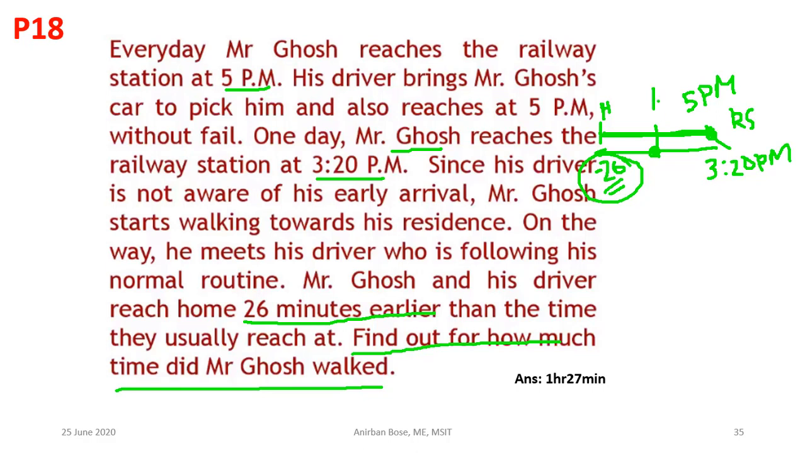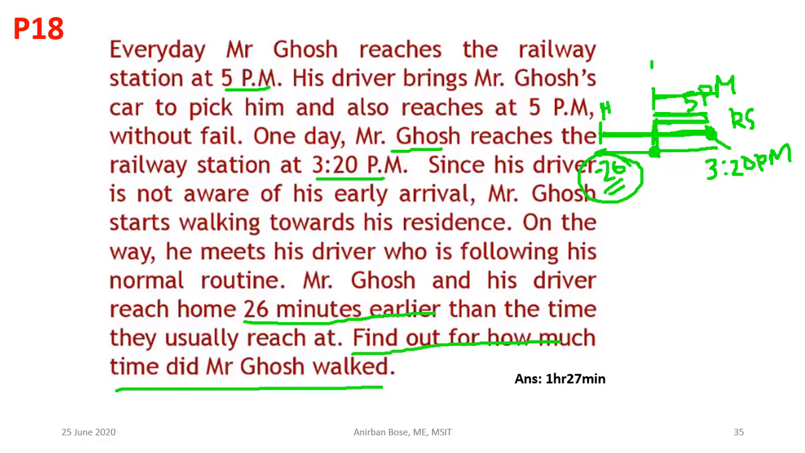So the car need not travel from that position to the railway station and come back to that position. So this distance from the meeting position to the railway station and again coming back to that position, this much time is actually saved by the car. So that total time is 26 minutes. And since the car reaches exactly at 5 p.m. here, what is the time required for the car from here to here? That is 13 minutes, and from here to here it is 13 minutes. So this 26 minutes actually saved.